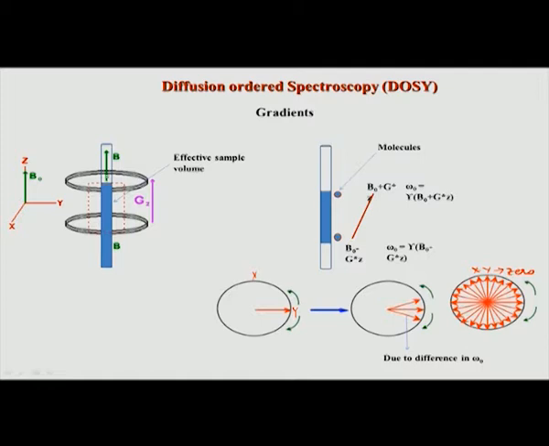So, we use the word gradient pulse. So, we say pulse field gradients. This is the typical terminology used when we describe gradients. So, now let us see how all this is connected to DOSY.